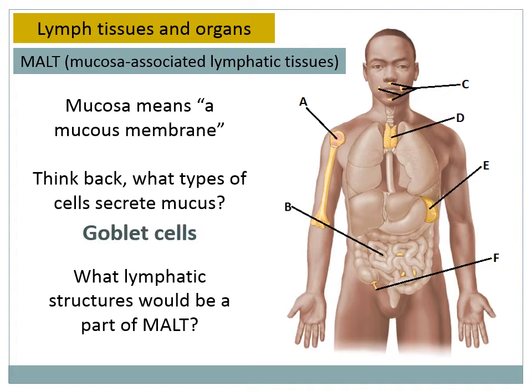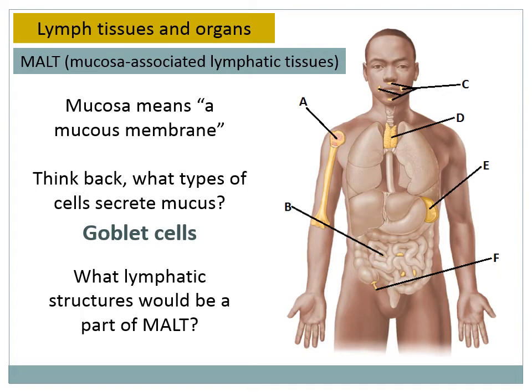If you remembered goblet cells, I'm very excited. Remember, goblet cells secrete gobs of mucus. We find these throughout our body, but we specifically have them in places like our intestines. Also, thinking about mucosa and mucus, hopefully it makes you think of places where things can enter our body.